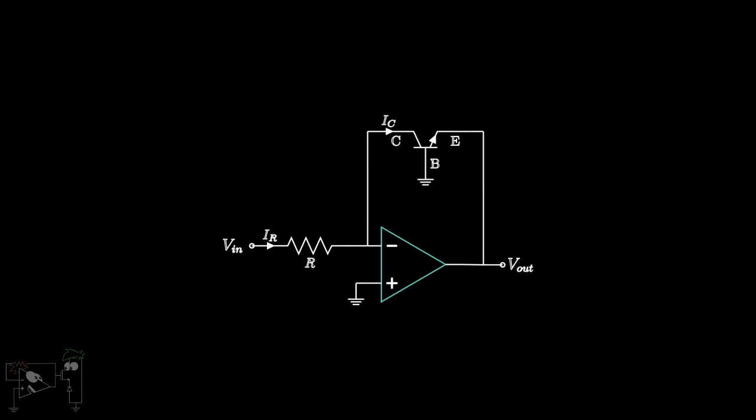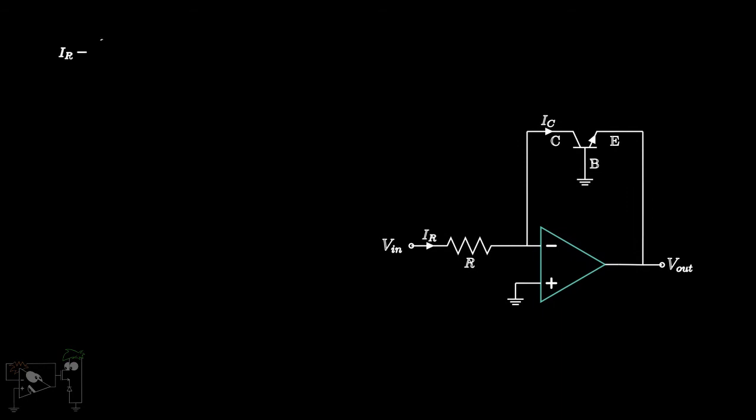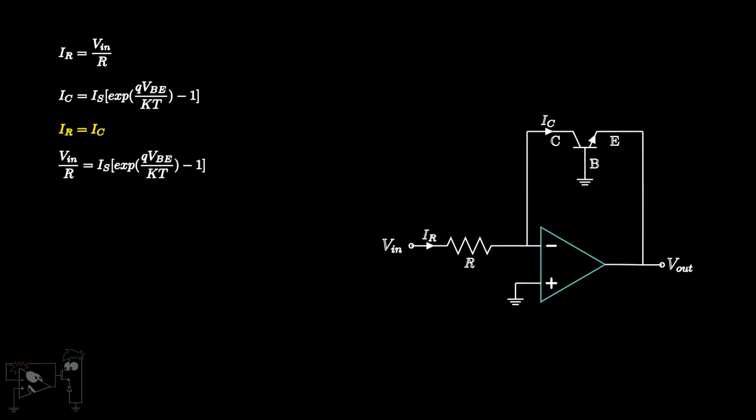The op-amp is in negative feedback and hence V- is 0 volts. By Ohm's law, the current through the resistor R is Vin by R. The current IC is given by Is into the exponent of QVBE by KT minus 1. These two currents are equal as no current flows through the input of the op-amp. Equating these two we get, Usually e raised to QVBE by KT is much larger than 1 and hence we ignore the 1.